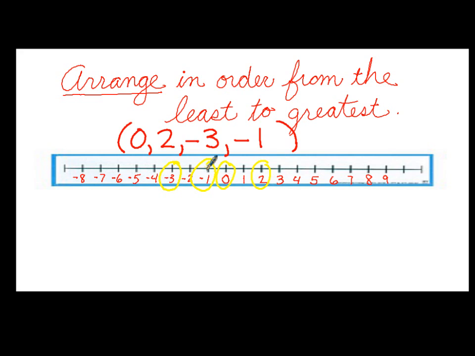we see that negative 3 is first, followed by negative 1, followed by 0, and finally 2. So the correct order for these numbers, from least to greatest, is negative 3, negative 1, 0, and 2.